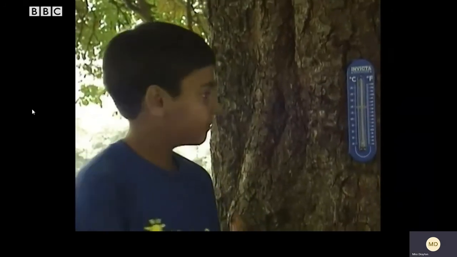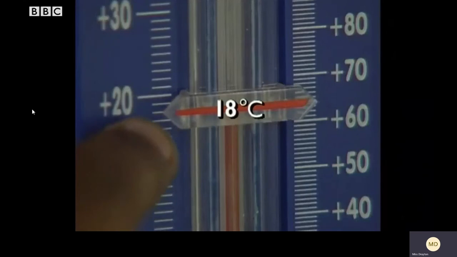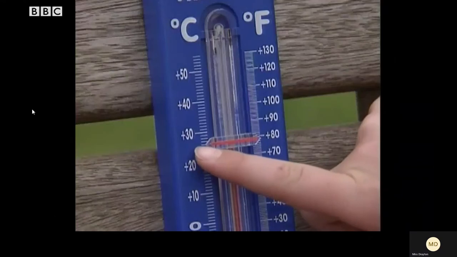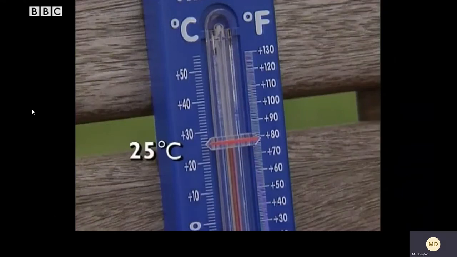Here in the park, under this tree, it's cool and shady. The temperature is 18 Celsius. I wonder what the temperature is where Sarah's sitting. It's warm and sunny out here. It's 25 degrees Celsius. Measuring the temperature is not as simple as it seems.